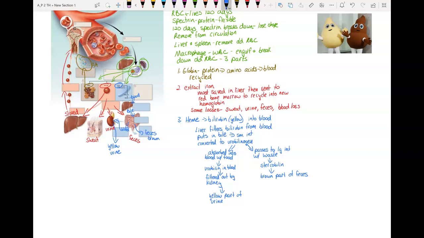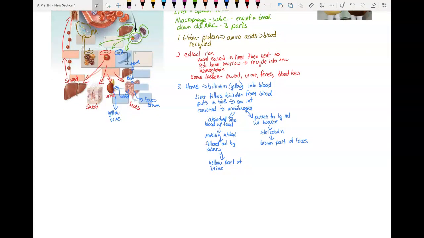It's converted to urobilinogen. Some of it comes back to your blood with your food, then your kidneys filter it out and it becomes the yellow component of urine. Some of it stays in your intestine with the waste and it's converted to stercobilin and becomes the brown component of feces.